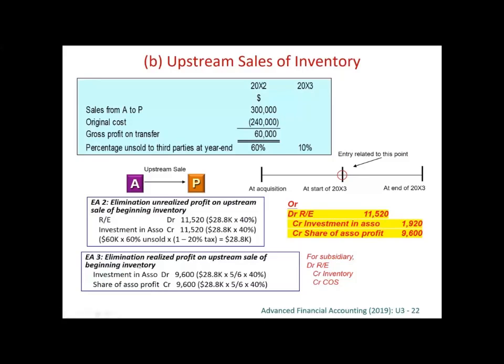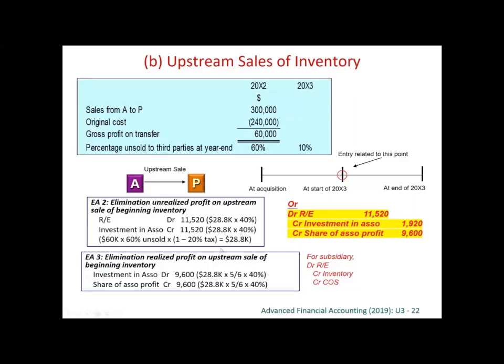Very often, we may combine these two journal entries into one. Just like a subsidiary, when we combine these two journal entries into one, you will debit retained earnings and credit inventory and credit cost of sales. How to interpret this? Last year's unrealized profit, part of it remains unrealized, part of it has been realized. So crediting cost of sales means increasing profit. The same here for an associate.